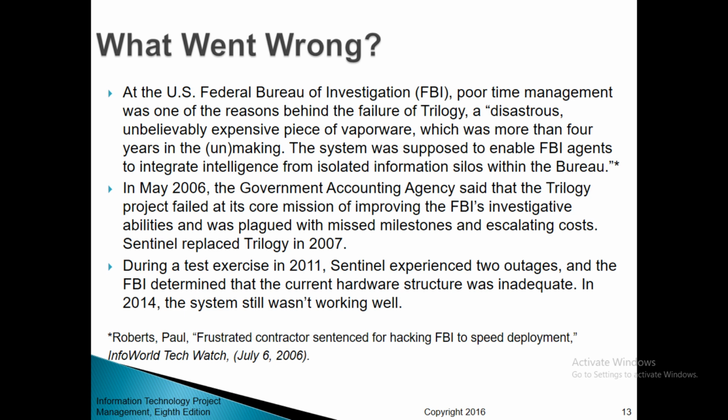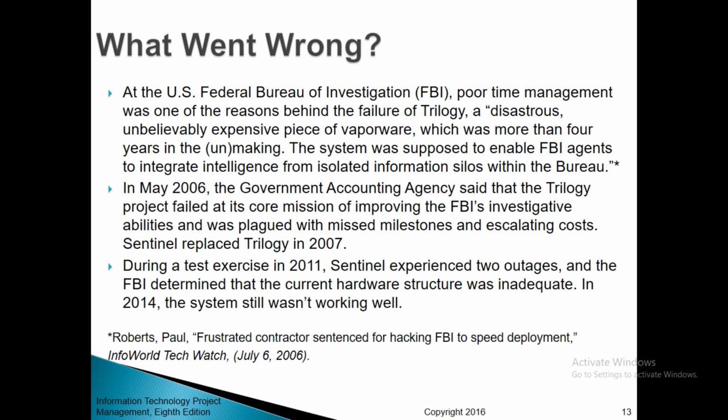The system was supposed to enable FBI agents to integrate intelligence from isolated information silos within the Bureau. In May 2006, the Government Accounting Agency said that the Trilogy project failed at its core mission of improving the FBI's investigative abilities and was plagued with missed milestones and escalating costs.